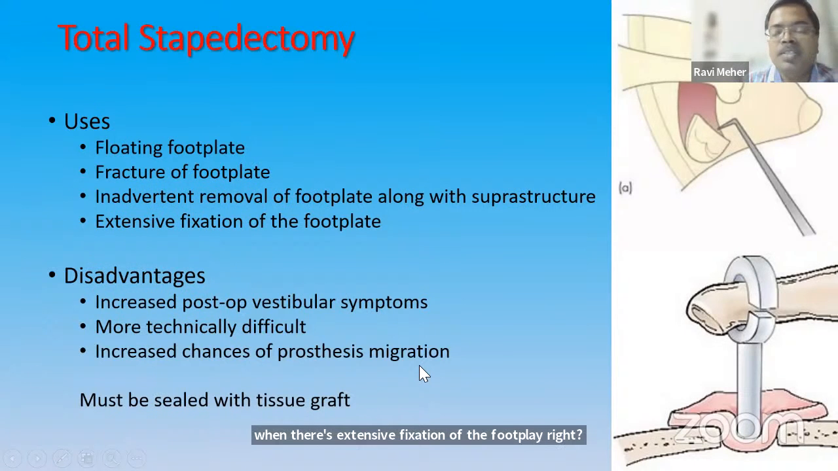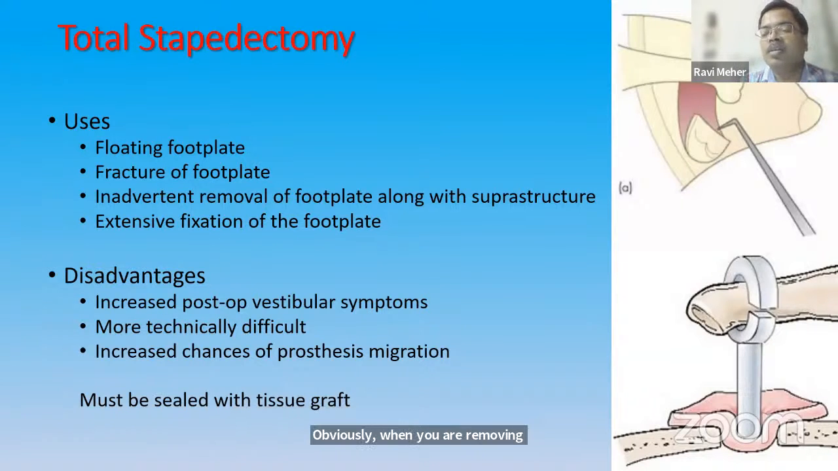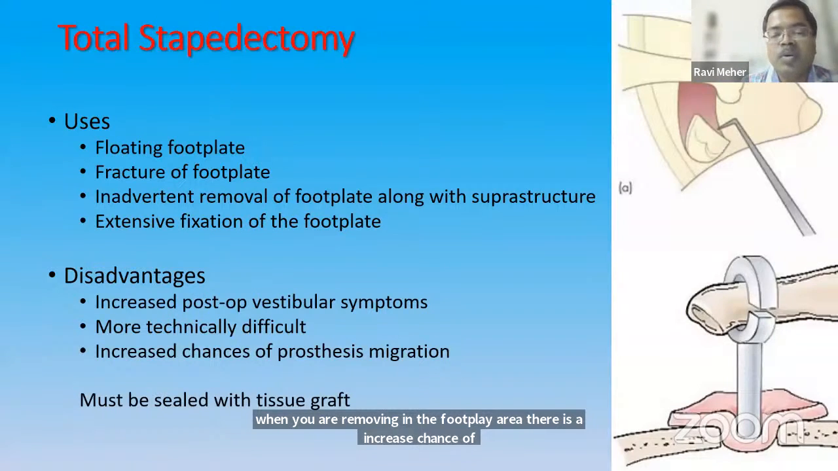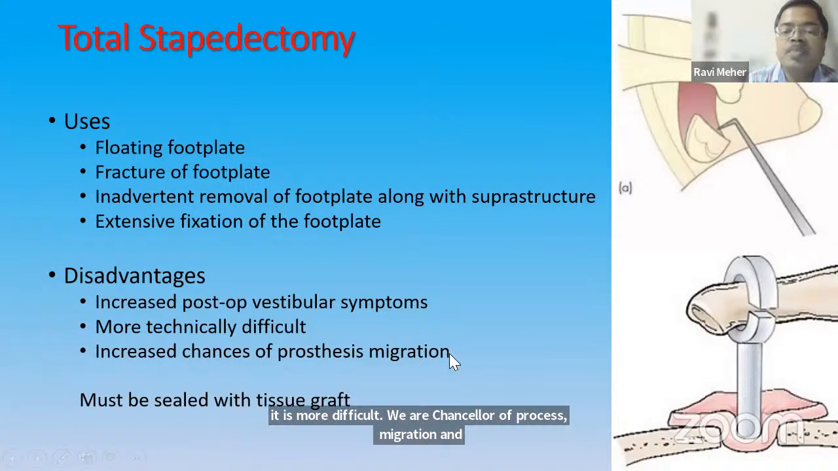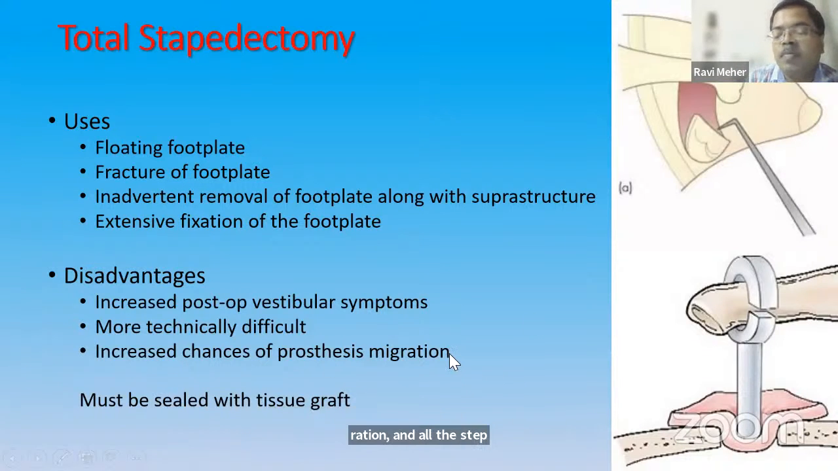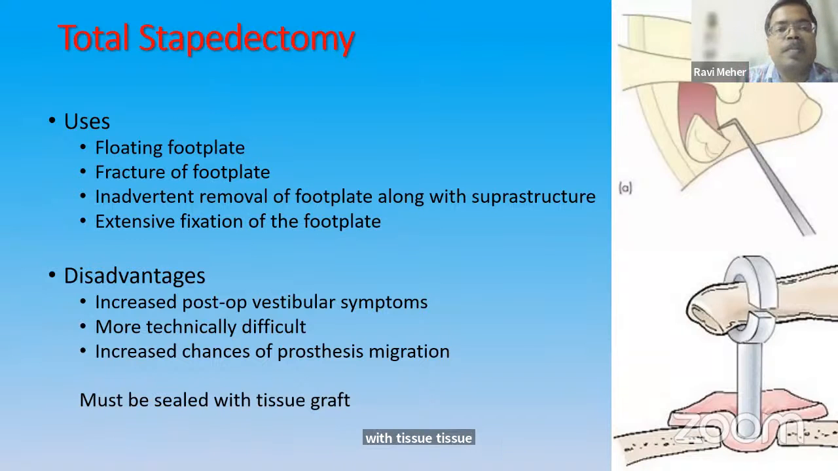What are the disadvantages? Obviously, when you are removing the foot plate area, there's an increased chance of vestibular symptoms. Patient will have vertigo and nausea, vomiting in the postoperative period. Technically, it is more difficult. There are chances of prosthesis migration, and all the stapedectomies must be sealed with tissue graft, because there's a very high chance of perilymph leak and fistula formation.